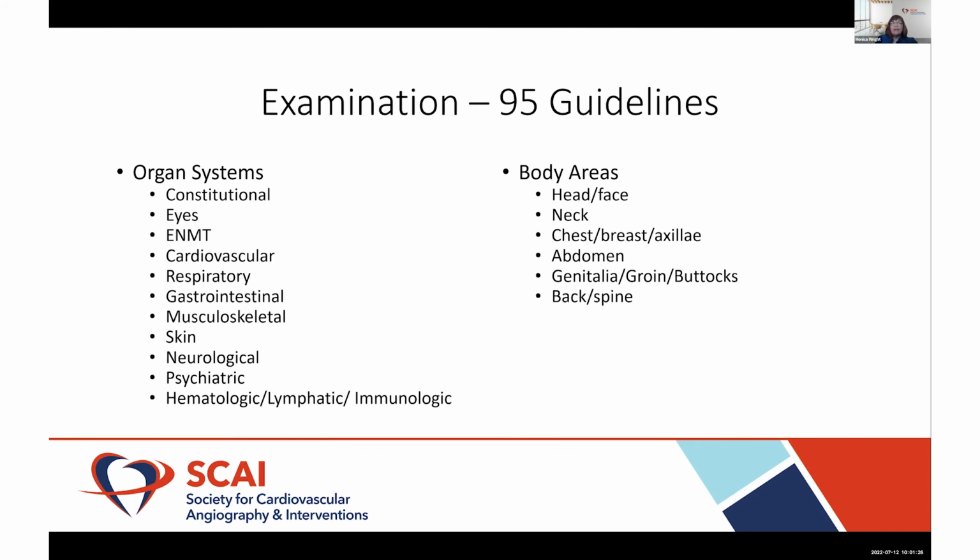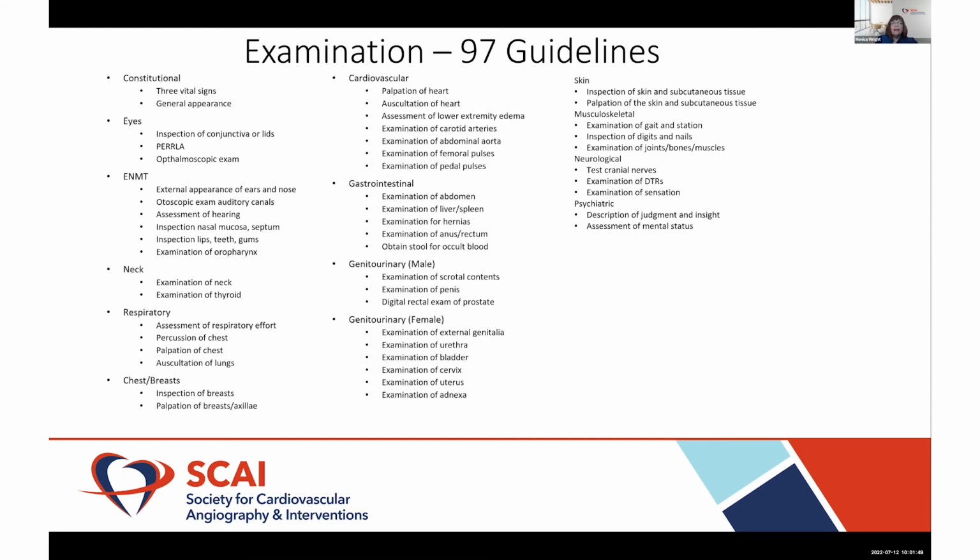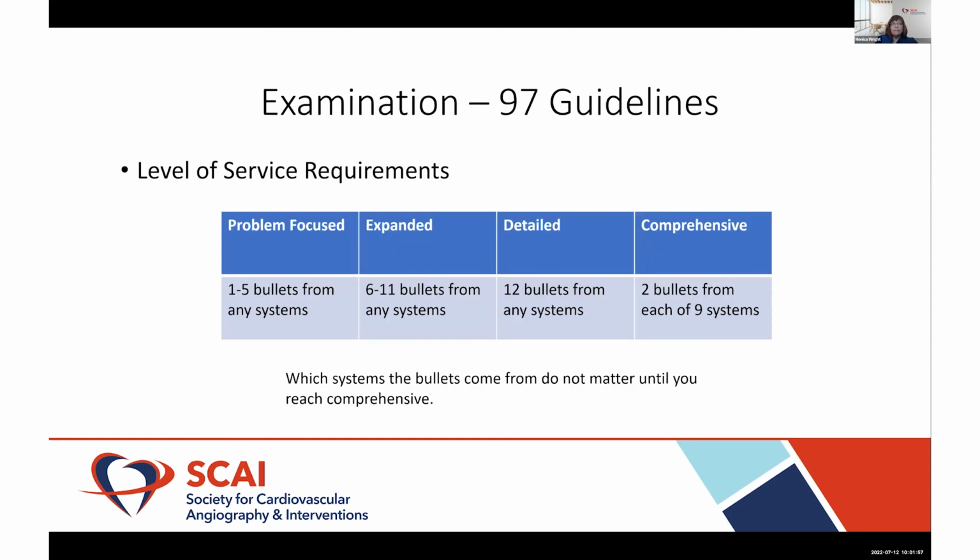The 1995 guidelines are made up of organ systems and body areas. A comprehensive exam under the 1995 guidelines is comprised of an exam of 8 or more organ systems. Body areas do not count when calculating the number of systems examined. 1997 examination guidelines break down each system into bullet points. Levels of service are determined based on the number of bullets documented. Only comprehensive requires the bullets to come from different systems.